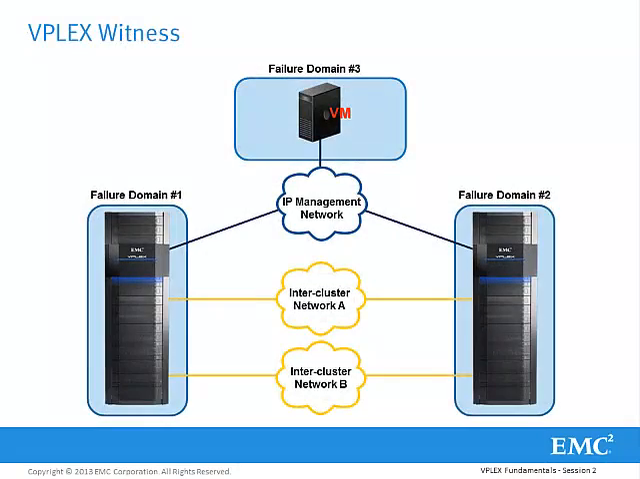For VPLEX Metro and Geo, an optional component called the VPLEX Witness can be deployed at a third location to improve data availability in the event of a cluster failure or inter-cluster communication loss. The Witness is implemented as a virtual machine and requires VMware ESX server for its operations. The VPLEX Witness observes the state of the clusters and can distinguish between an outage of the cluster link or a cluster failure, and use this information to guide the clusters to either resume or suspend I/O.